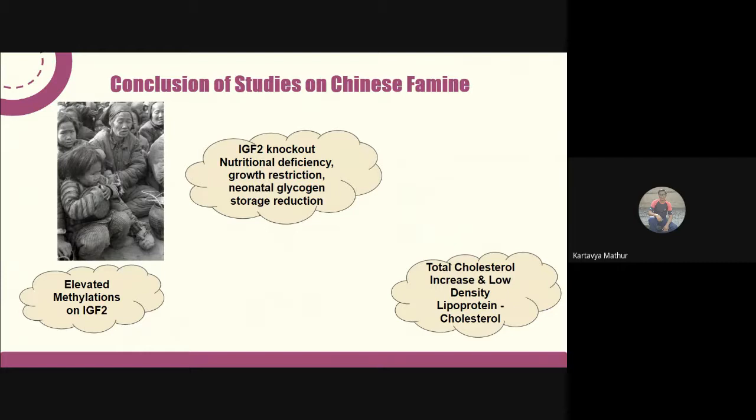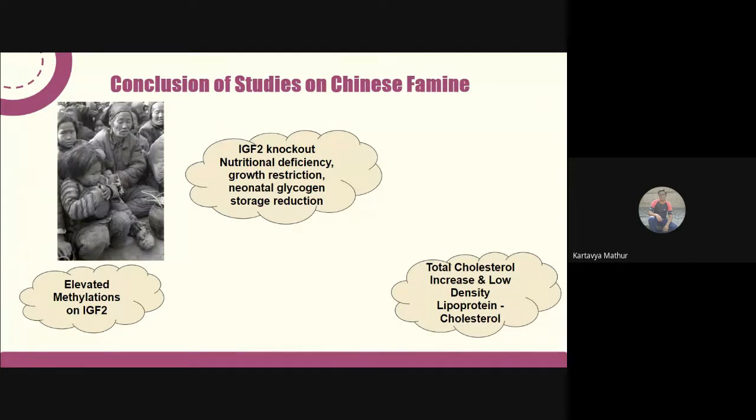Since we cannot carry out gene knockout studies on humans, which means removing a gene to study its effect, these studies were done in mice. They showed that if IGF-2 is removed from the genome, it can cause nutritional deficiency, growth restriction, neuronal glycogen storage reduction, and several other things.